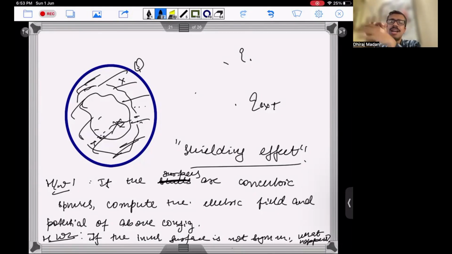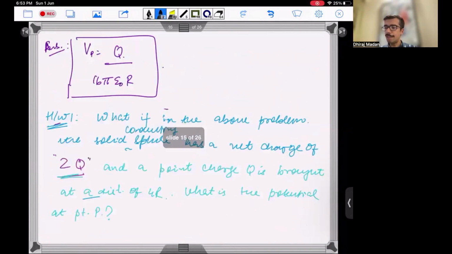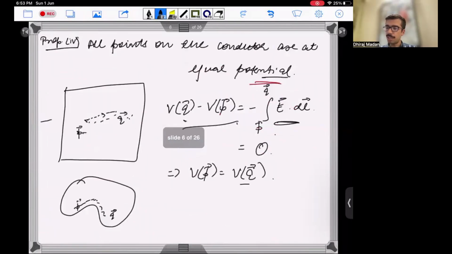This is, at a high level, the idea behind electrostatic shielding, which we will look at in more detail in today's lecture. Before that, I would also want you to revise the 5 properties we have seen for electrostatic conductors.